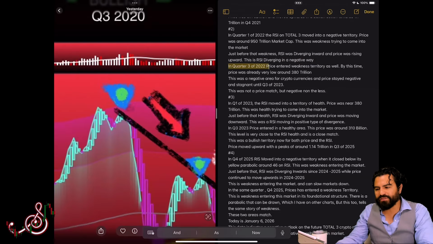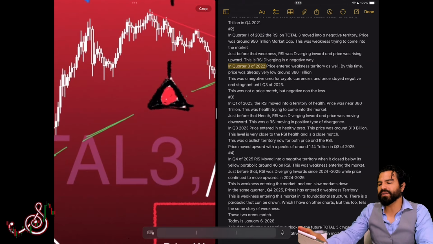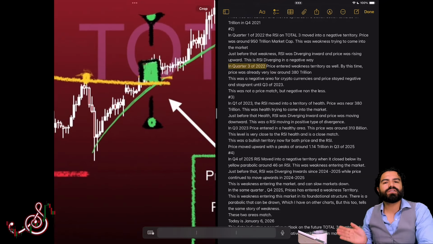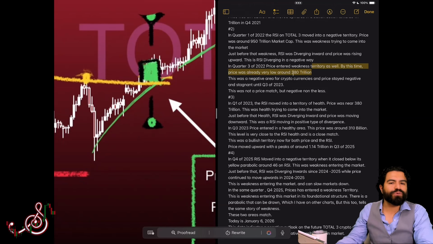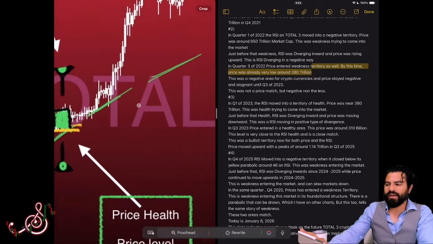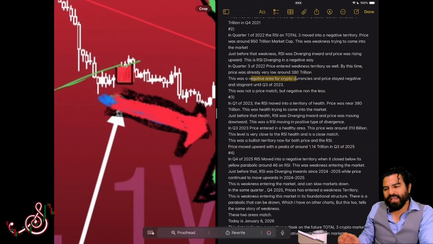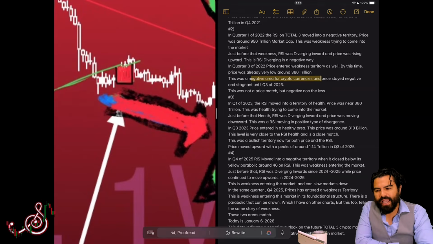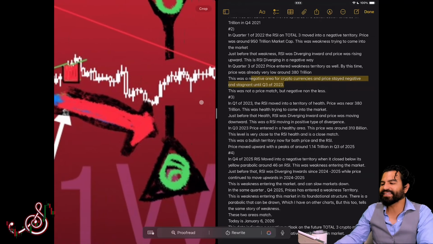In Q3 of 2022, so of that same year, but 2 quarters later, somewhere right here, price also moved into this weakness, okay? Price entered weakness territory as well. By this time, price was already low, around $380 trillion. So we track the foundational upward area, and it's going to give us a weakness more about right here. Now, this was a negative area for cryptocurrencies, and price stayed negative until Q3 of 2023. So almost a whole year, price stays negative.